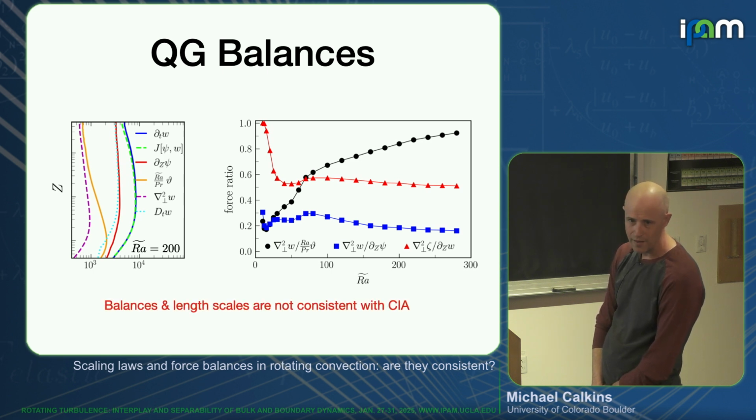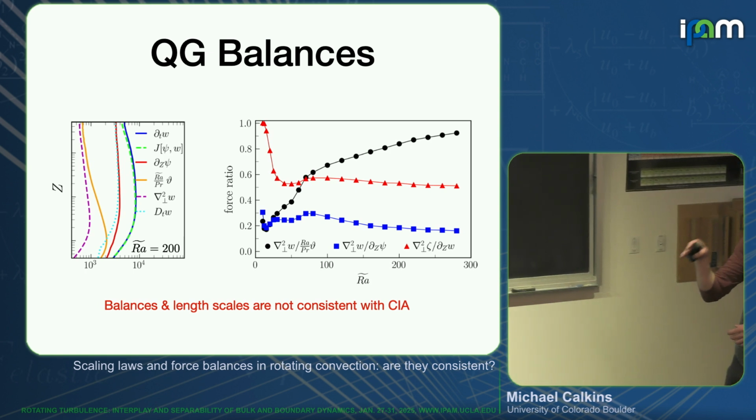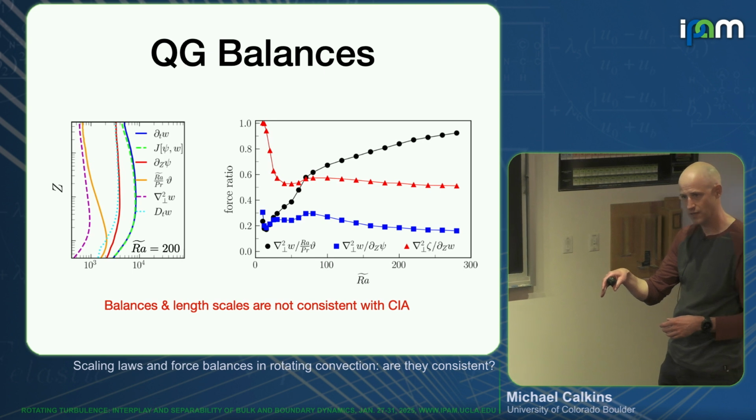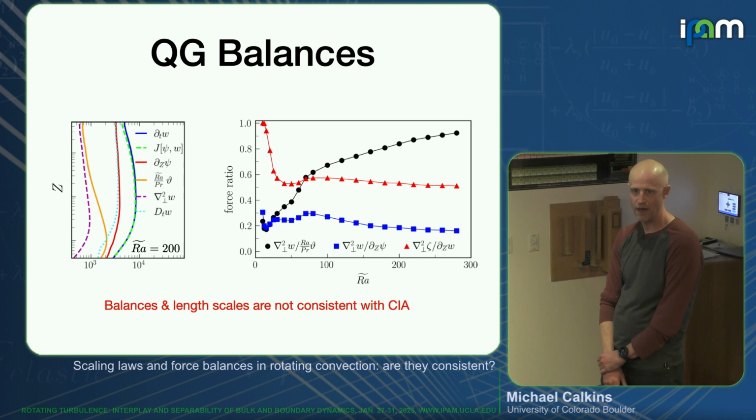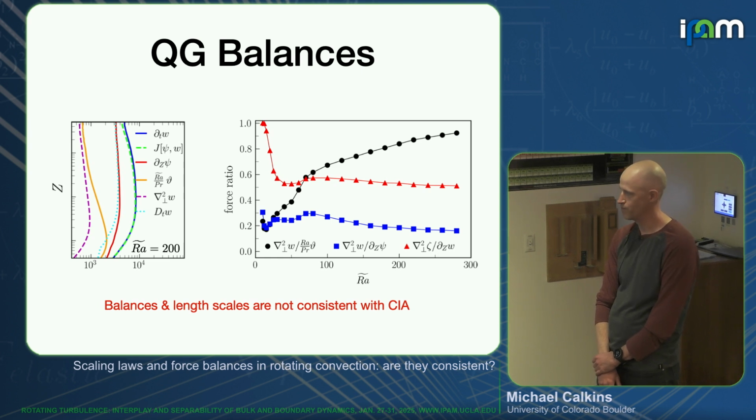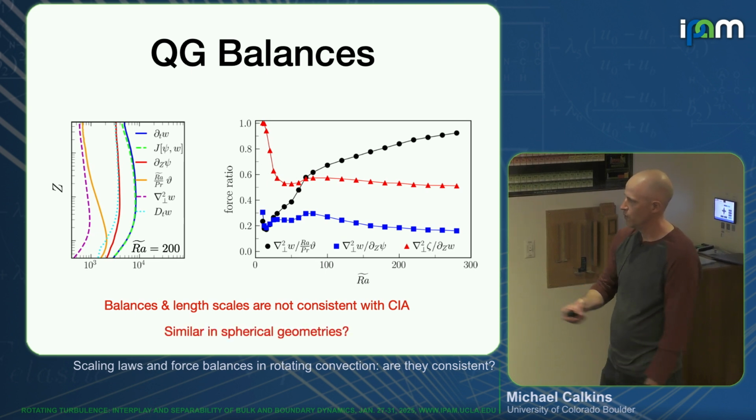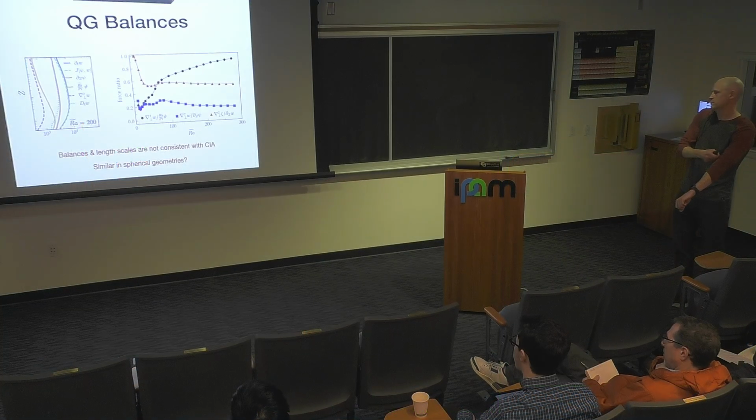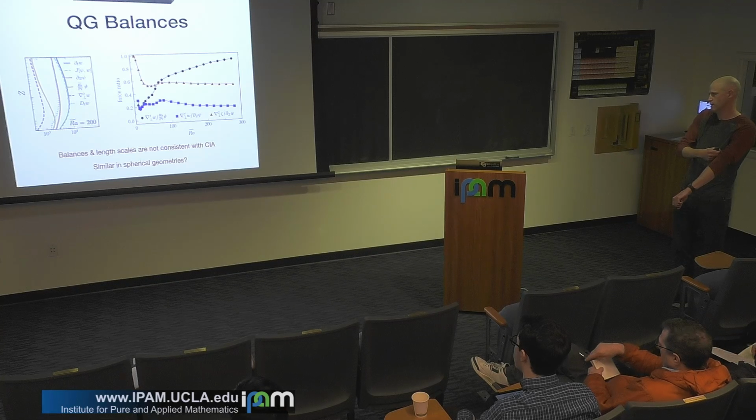One reason why that might be the case is because in rotating convection, the interior temperature gradient saturates, and so the heat transport is controlled by the interior. That might be an explanation for why we observe this behavior. So those are results from plane layer QG simulations, and I'm going to switch gears here into spherical geometries.